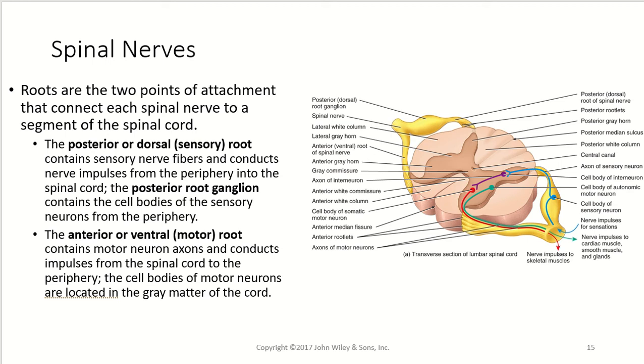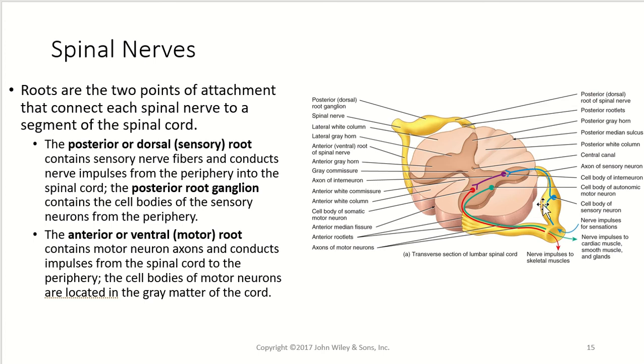The roots are going to be the 2 points of attachment that are going to connect those spinal nerves to the segments of the spinal cord. The dorsal or posterior root, which is the sensory portion, is going to contain sensory nerve fibers that conduct nerve impulses from the periphery into the spinal cord. The posterior or dorsal root ganglia, which you can see here, this kind of big knobby bit, is going to contain the cell bodies for the sensory neurons from the periphery.